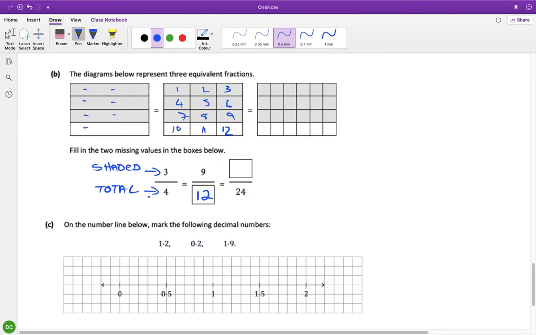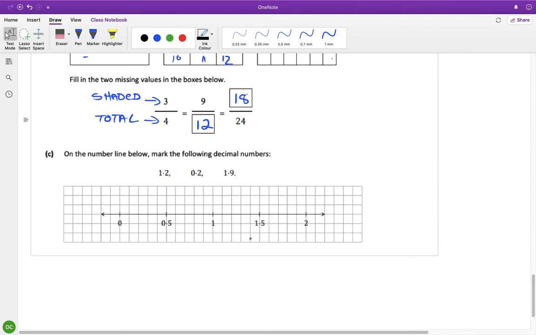And here, the total should be 24. So 1, 2, 3, 4, 5, 6. 1, 2, 3, 4. 6 times 4 is 24. And we just want to know how many are shaded. So 1, 2, 3, 4, 5, 6, 7, 8, 9, 10, 11, 12, 13, 14, 15, 16, 17, and there are 18 shaded. All right.